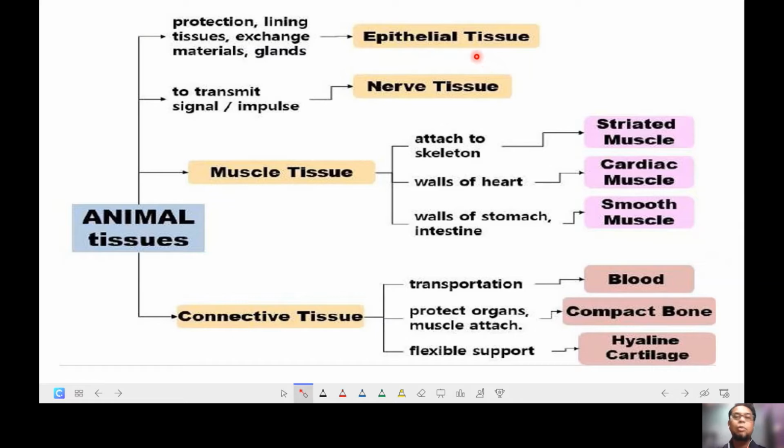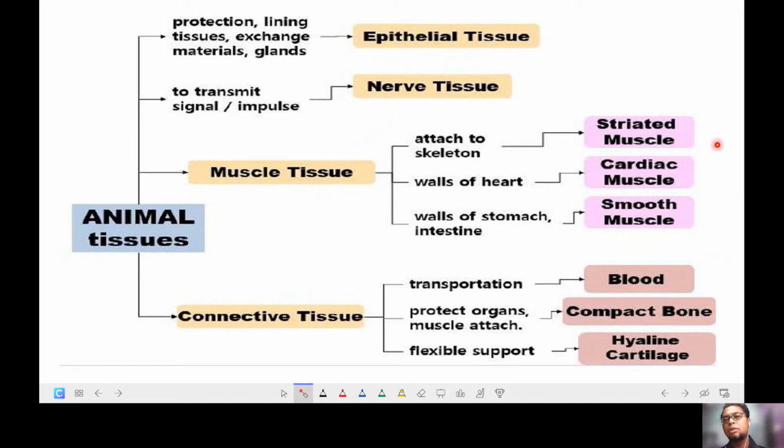The first type will be the epithelial tissue. This is the tissue that covers parts of the body. Meanwhile, if the tissue is important to transmit signals in the form of impulses, then this should be known as the nerve tissue. Next will be the muscle tissue, which generally is involved in movement.